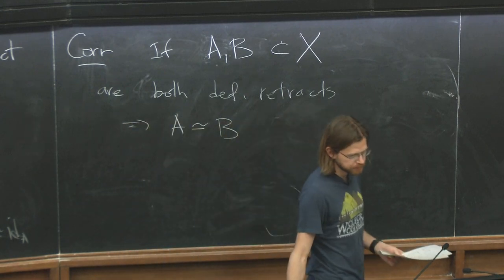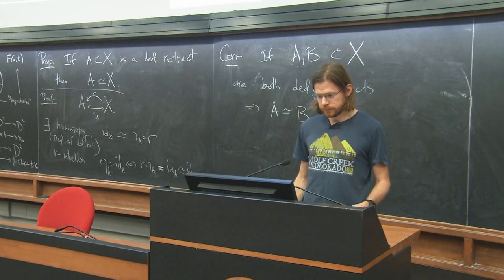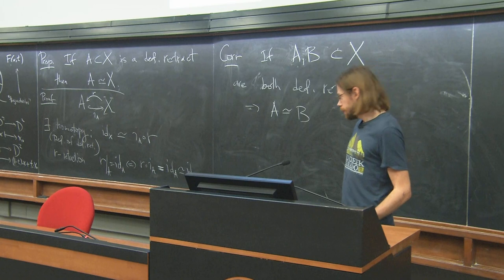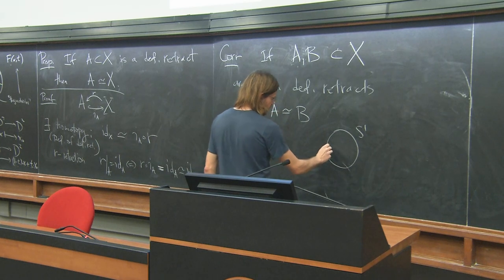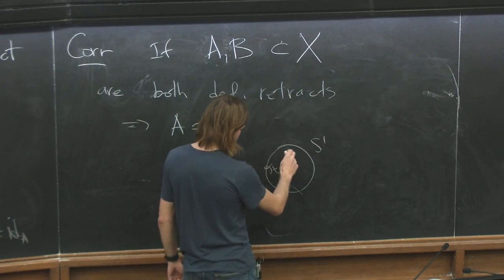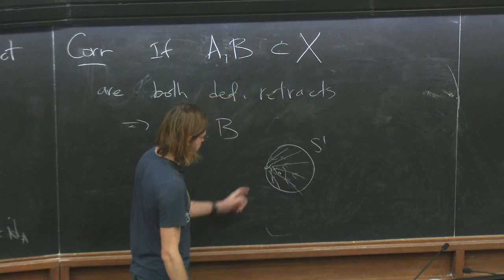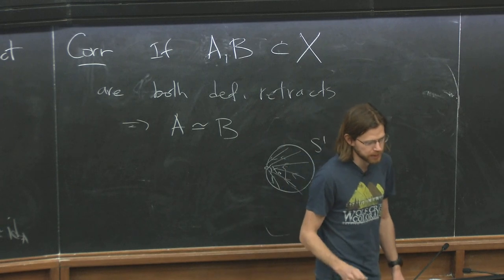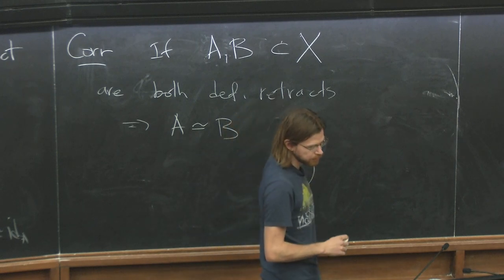Hello? Yes. Are there any retracts that are not deformation retracts, and at the same time the space is connected? Yes, for example, this circle is path connected, and you can still retract it to a point. Consider a single point in the circle. This is still a retract. The retraction is just a constant map. You send all points to this fixed point. So it's still a retract, but in this case it is not a deformation retract. There is no homotopy between this constant map and the identity map on the circle. Thank you.